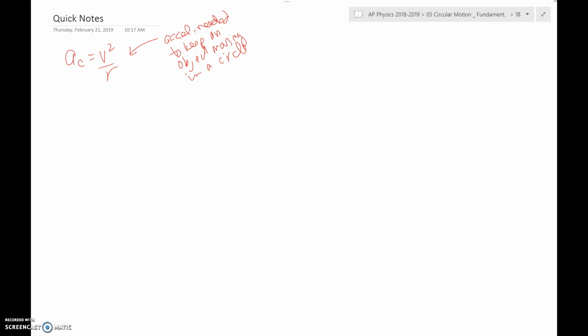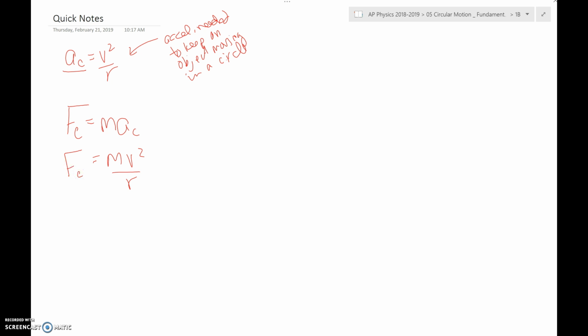Now, the centripetal acceleration is the acceleration needed to keep it moving in a circle. Well, then we need a force that keeps it moving in a circle, and that's centripetal force, which is equal to mass times the centripetal acceleration, which we can rewrite as mv squared over r. So this is what our centripetal force is.